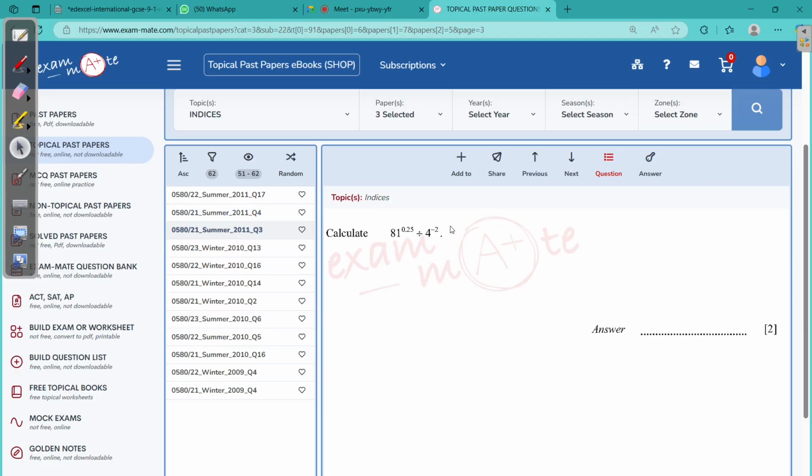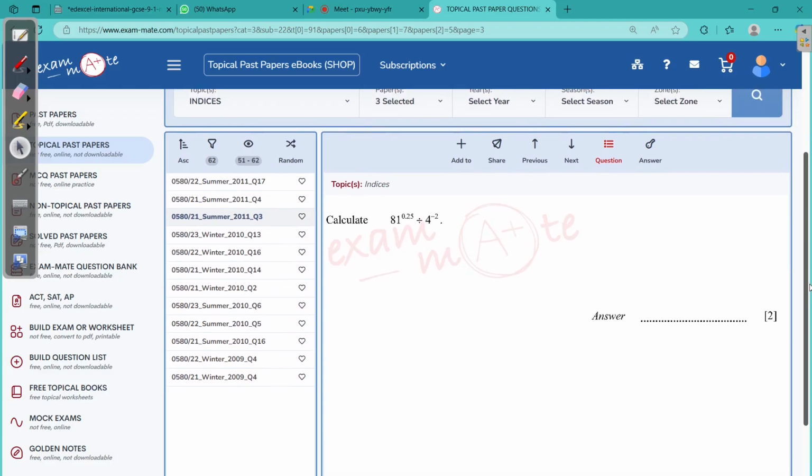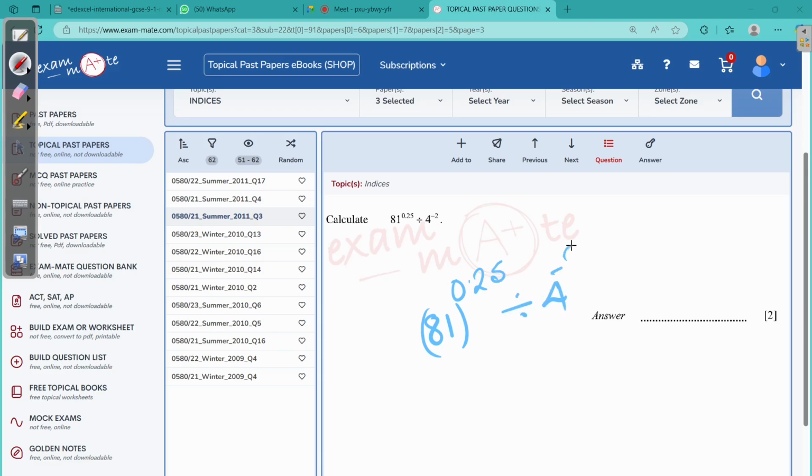Okay, let us see this one also. This one quickly. Calculate 81 raised to power 0.25 divided by 4 raised to power minus 2.